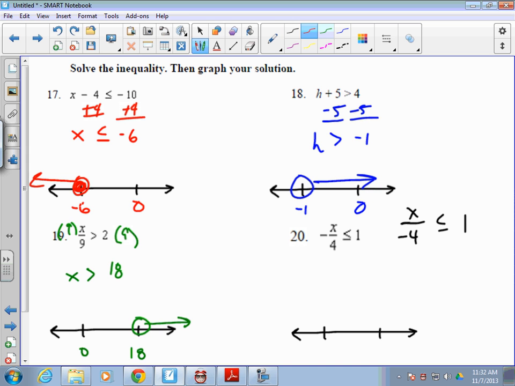So in order to undo this one, it says divide by negative 4. You multiply by negative 4. Do likewise to this side. 1 times negative 4 is going to be negative 4, and you have x by itself. But now you multiplied by a negative number, unlike the other ones. So less than or equal to reverses and becomes greater than or equal to negative 4. So 0, you have negative 4 on that side. Greater than or equal to means color it in. Greater than means go that way.